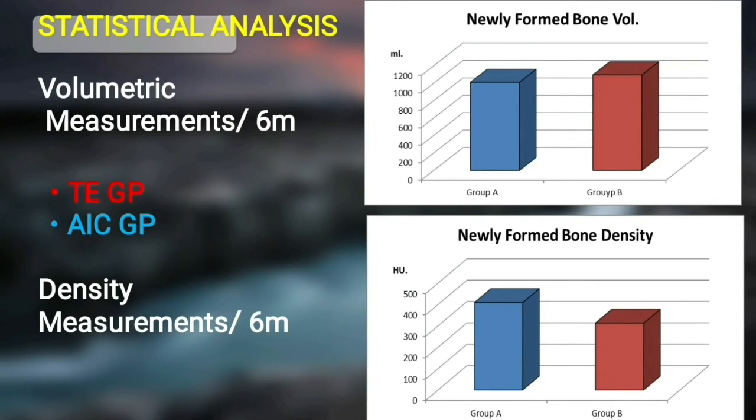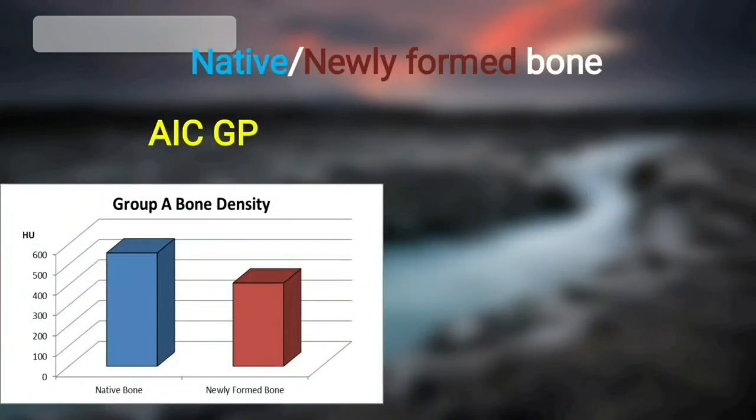Regarding volumetric measurements at 6 months, there was no significant difference between both groups. Regarding bone density, the iliac crest graft was significantly higher than the tissue engineered graft. Comparing the bone graft to the native bone, there was no significant difference between the iliac crest graft and the native bone, while the native bone of the tissue engineered graft was significantly higher than the graft.